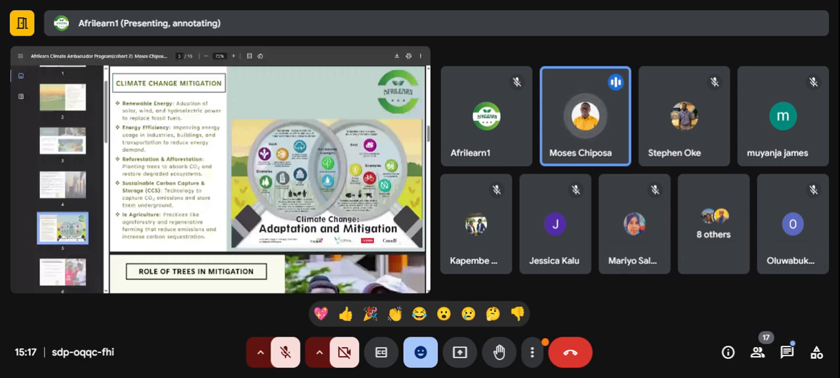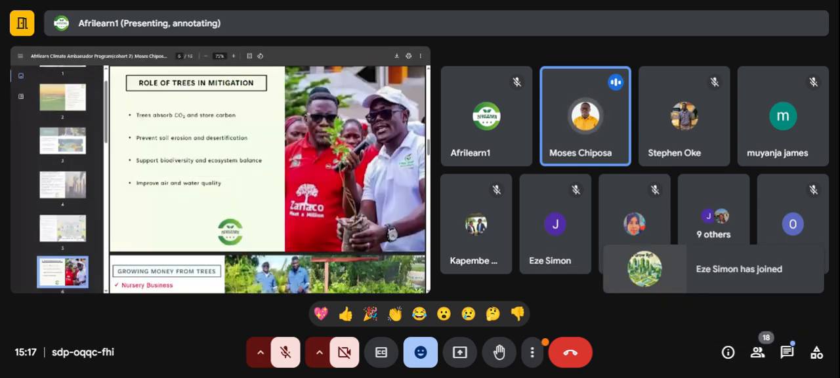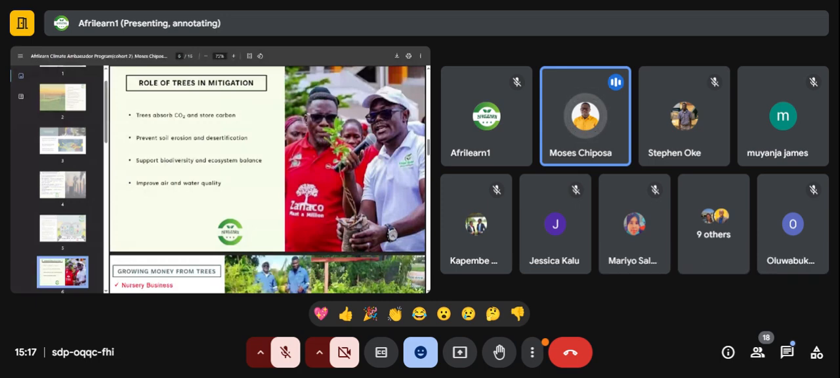Quite a number, but just to mention a few: carbon sequestration and storage. Trees absorb carbon from the atmosphere through a very common process called photosynthesis, and they store it in their biomass, in trunks, branches, leaves, or roots. And this reduces the concentration of greenhouse gases in the atmosphere.